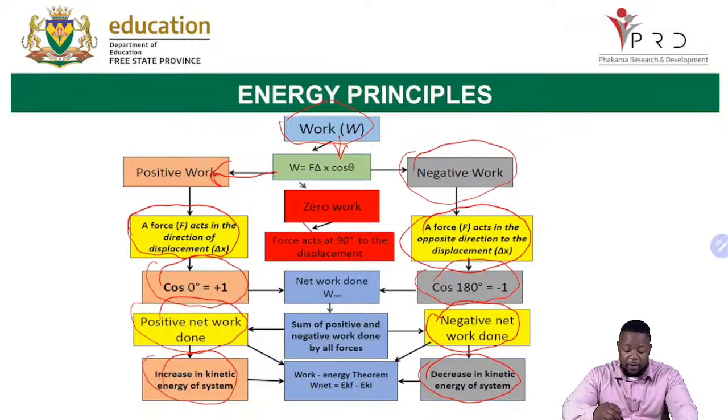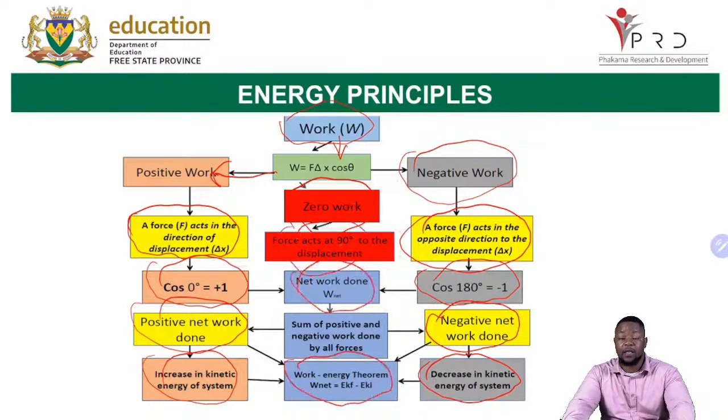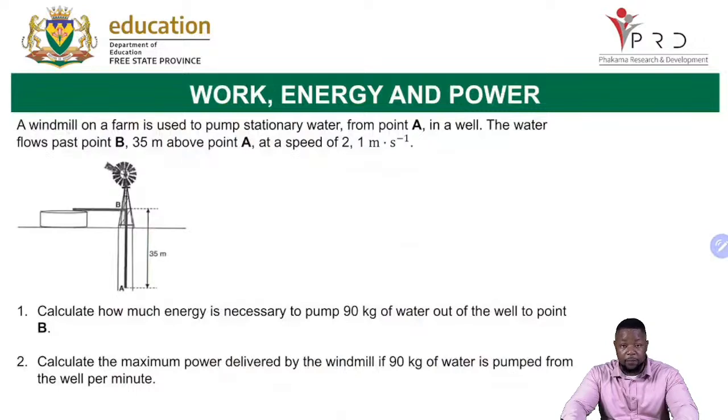Zero work will only be obtained if the force and the displacement are perpendicular to each other. For that, the angle of 90 degrees will be substituted. Then all the work done by all the forces must be added into the net work done. And that net work done, we know from the work energy theorem, is equal to the change in the object's kinetic energy.